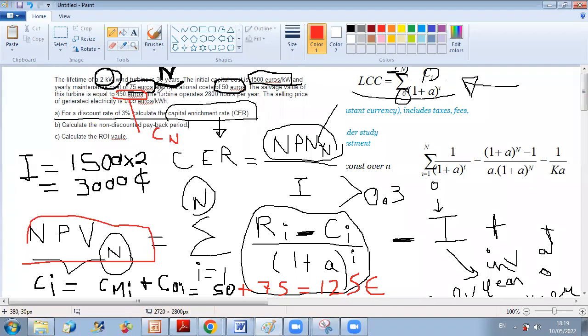Now, the turbine operates 2,800 hours per year. Why do I need the number of hours of operation? Because I know the selling price per kilowatt hour, so I need to determine the number of kilowatt hours produced by my turbine. Here, for example, they gave us a turbine, but in each problem you can have another system. Depending on the description of the system, you can determine what the incomes are.